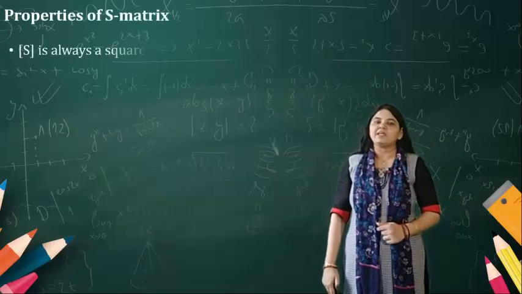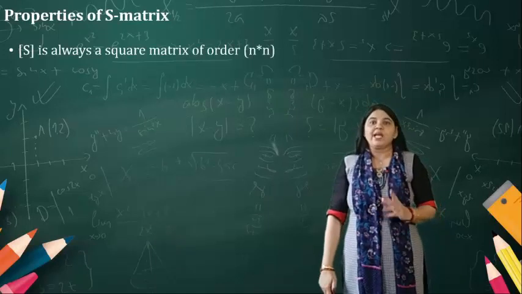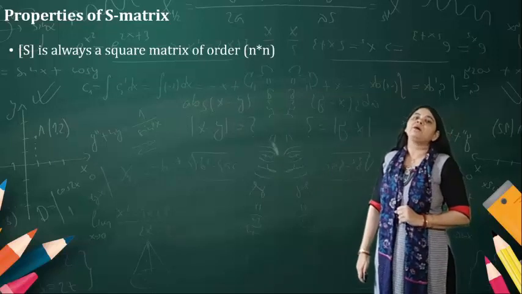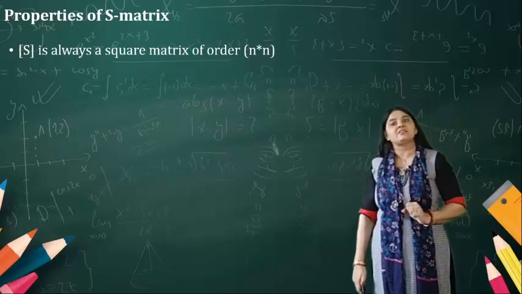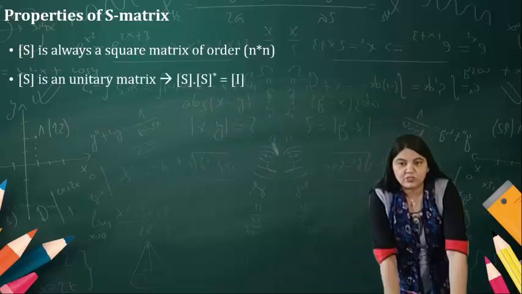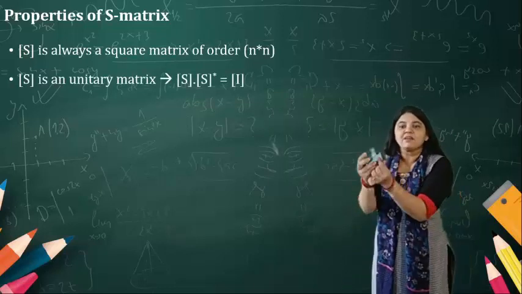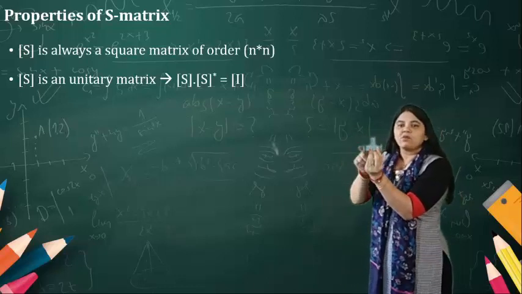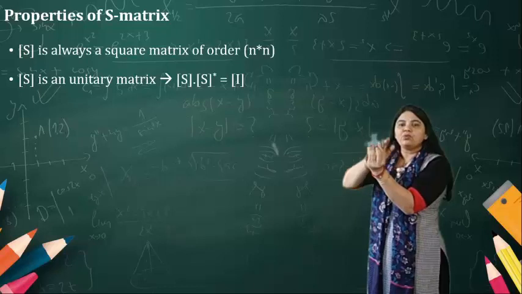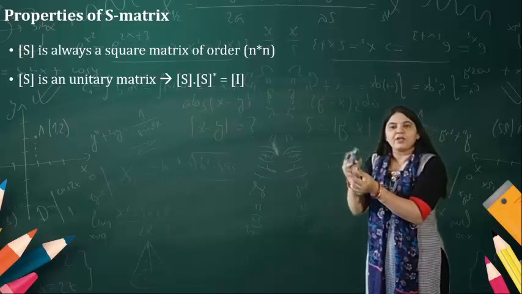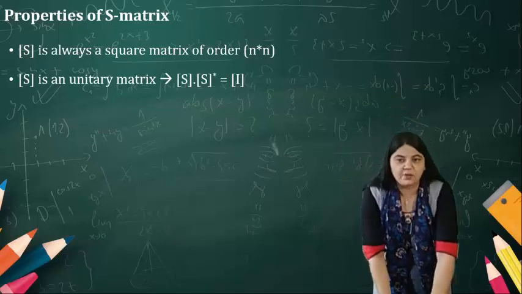Properties of the S matrix are again important while you are deriving the S parameter for any particular component. So S is always a square matrix. What about the square matrix? If I am having this component, how many ports are there? Port number 1, port number 2, port number 3. So its matrix for this component is a 3 by 3 matrix.